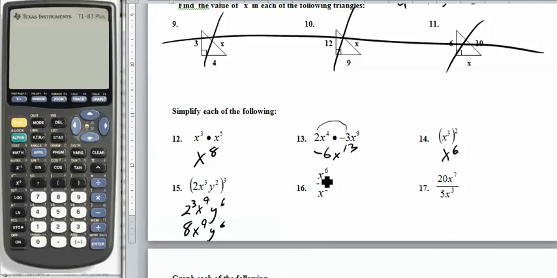This is division, so we subtract. So it's x to the 4. And this one, we divide the coefficient. So 20 divided by 5 is 4. And then subtract our exponents. 7 minus 3 is 4.